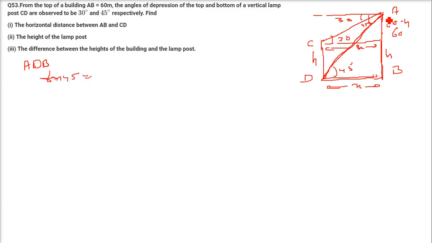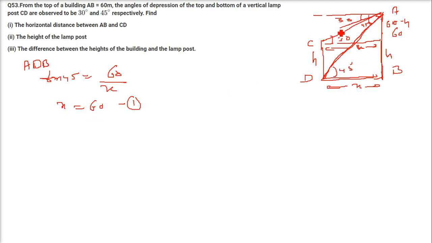So tan 45 equal to perpendicular by base. Perpendicular whole is 60, so we can just write 60, because the height of the top of the building, that is the length of the building, is 60 meter. We can take directly 60 meter and this X. Now tan 45 is 1, so X equal to 60. This is what we got. The distance between these two is 60.